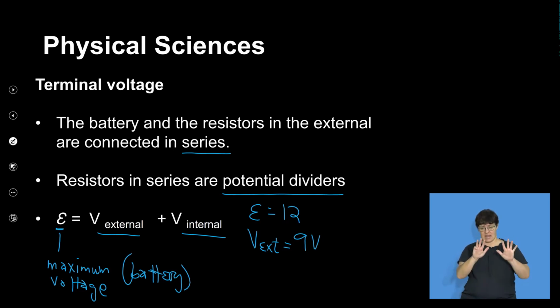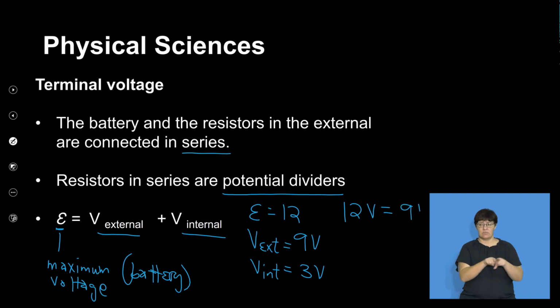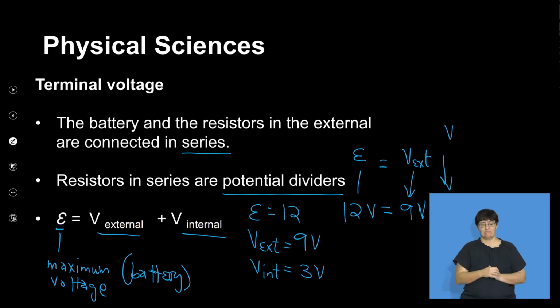So how much was lost, or the drop? The drop was due to the internal resistance. So the voltage due to the internal resistance of the battery is 3 volts. So in other words, we can simply say 12 volts is equal to 9 volts plus 3 volts. Okay, so that becomes our E. That's our V external. Okay, and then obviously that's our V internal. So these are our potential dividers, as we would like to refer to them. Right.